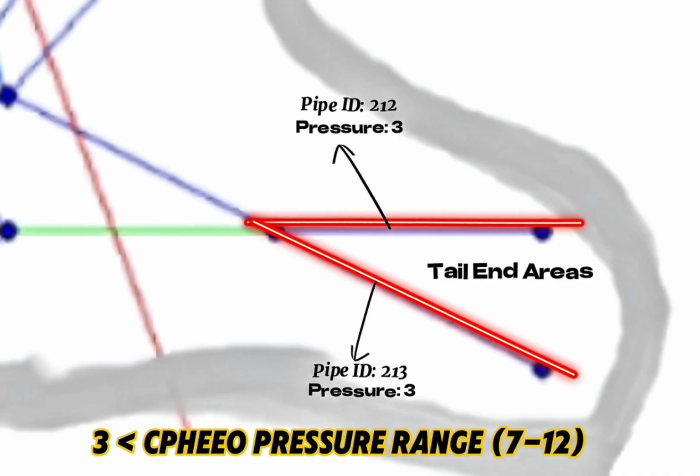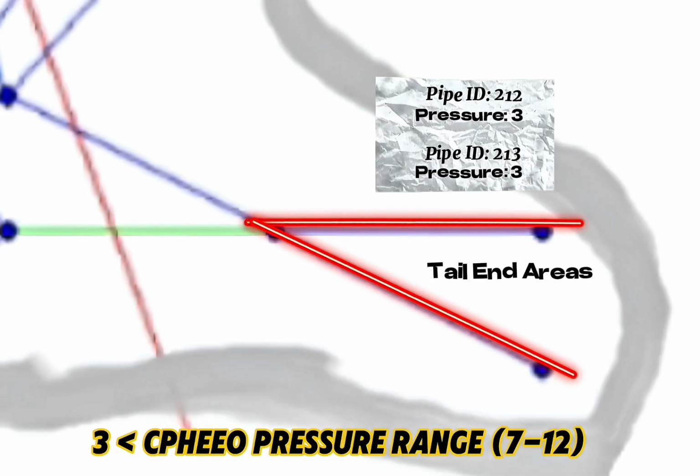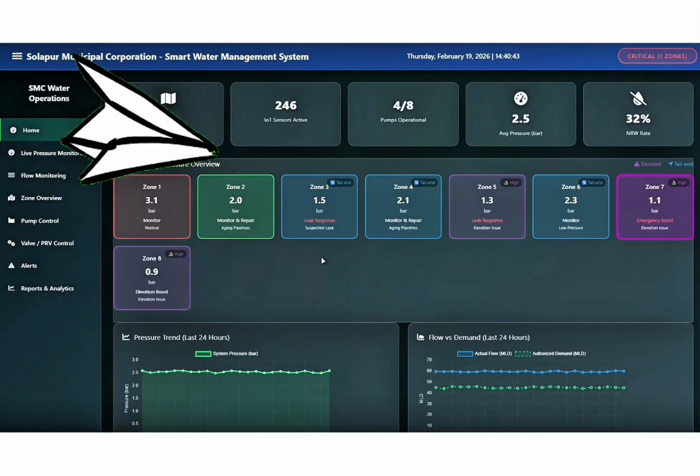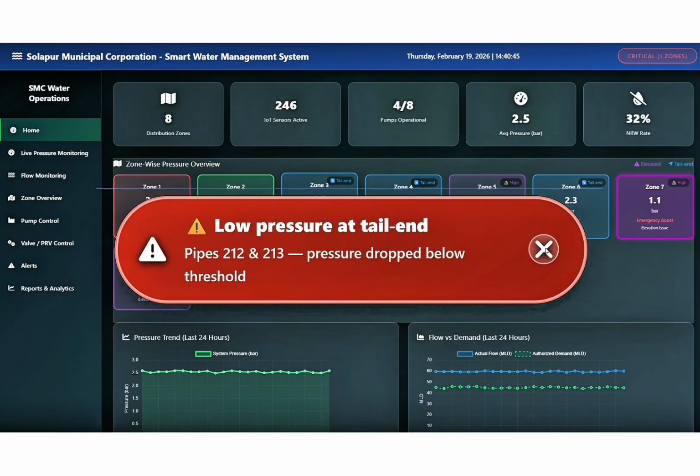Our system continuously compares both values against these reference standards. When the pressure drops below the defined limit, it automatically classifies the condition as a low pressure event in the tail-end zone. This anomaly is instantly transmitted to the dashboard, generating a real-time alert for early corrective action.